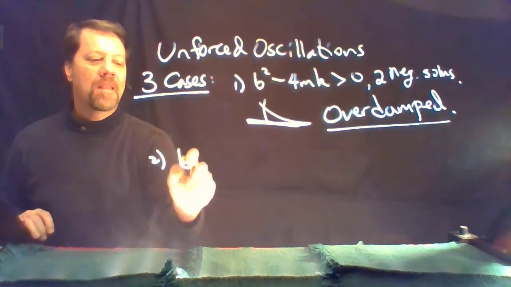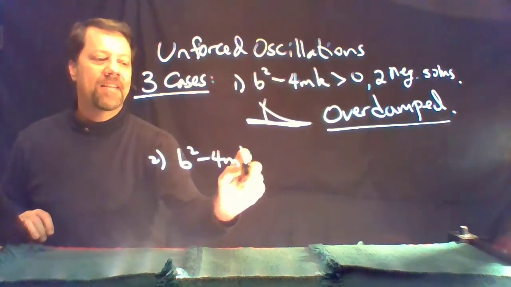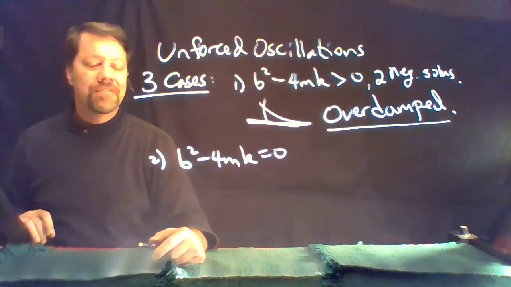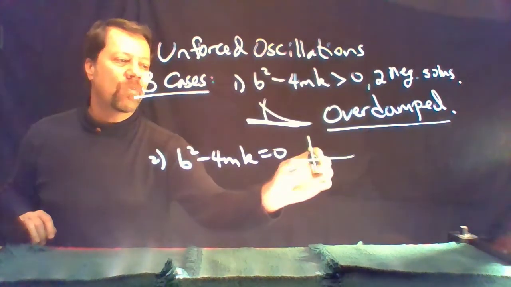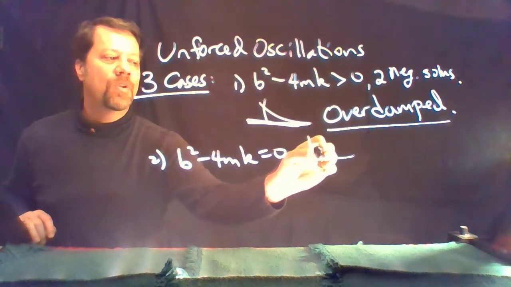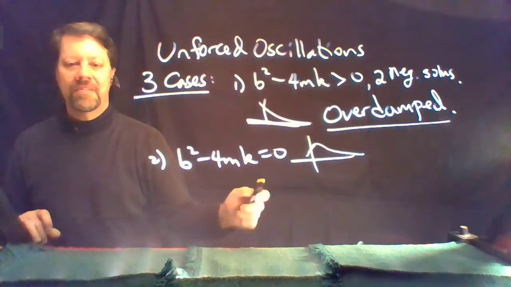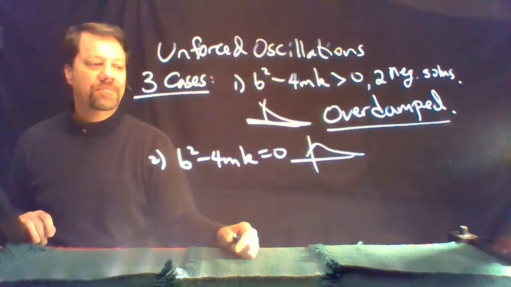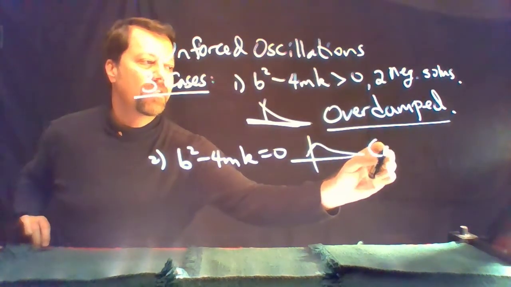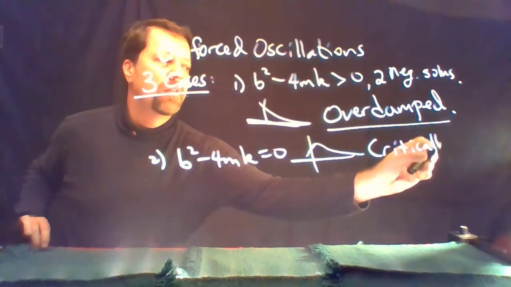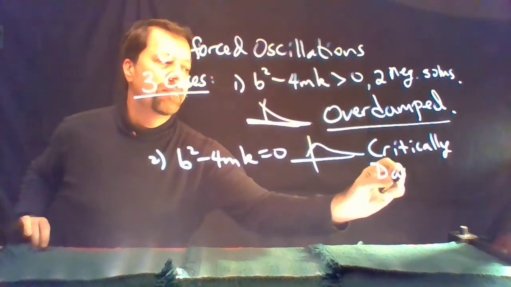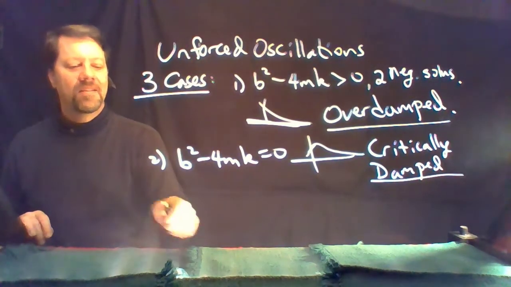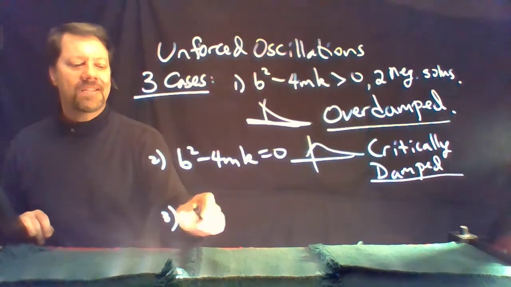The case b squared minus 4mk is equal to 0 is similar. You still get two negative solutions, the only difference being one might have a factor of x, which ultimately is forced to 0 by another factor of e to the lambda x, where lambda is negative. So these are called critically damped. They're the boundary case.